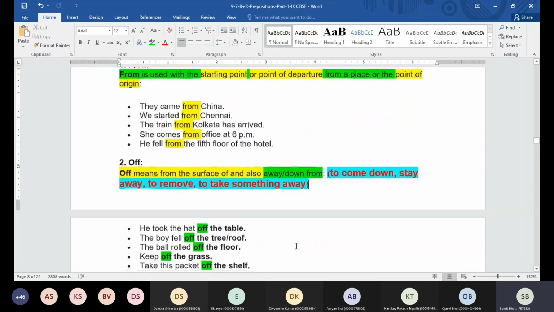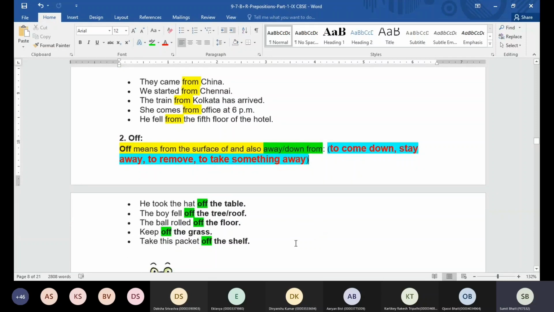For example, he took the hat off the table. That means it was on top of the table, and he took the hat away from the table. The boy fell off the tree or roof. He was on the tree or roof, and then he fell away from it, or down from the tree or roof. The ball rolled off the floor. So when I say the ball rolled off the floor, that is going to mean away from the floor.